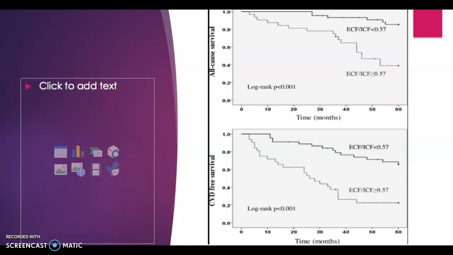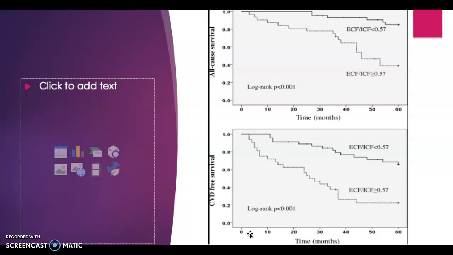Okay, so this is a graph from the scholarly article. As you can see, on the top graph the x-axis is time in months and the y-axis is all-cause survival, and for the second one, the x-axis is time in months and the y-axis is CVD-free survival.